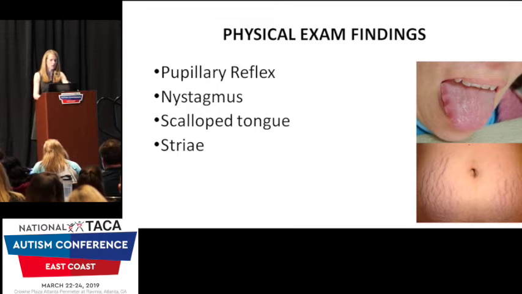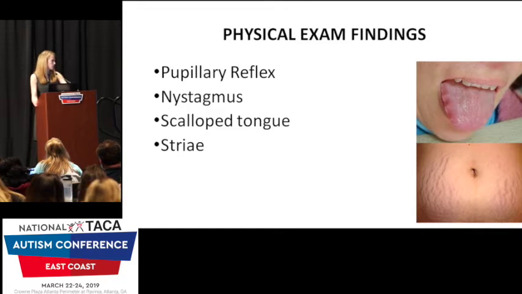A scalloped tongue. So this is a great scalloped tongue picture that I put up there. Essentially in Chinese medicine, this is indicative of adrenal dysfunction. So this is something you can easily ask your kid to stick out their tongue and look, or you can look at yours in the mirror. And then striae. These are the stretch marks, so you can see there as well.